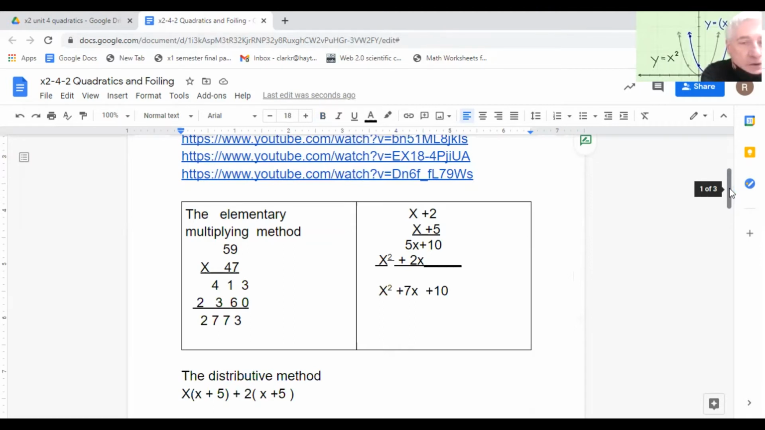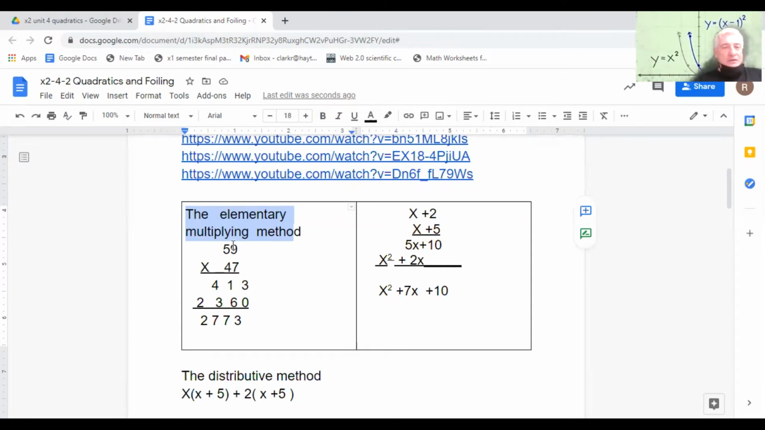Let's talk about some other ways of multiplying binomials. When you multiply a binomial times a binomial, you can do what I call the elementary multiplication method. How did you multiply 59 times 47? Well, many of you just picked up a calculator. You never did long multiplication. But how do we do long multiplication?